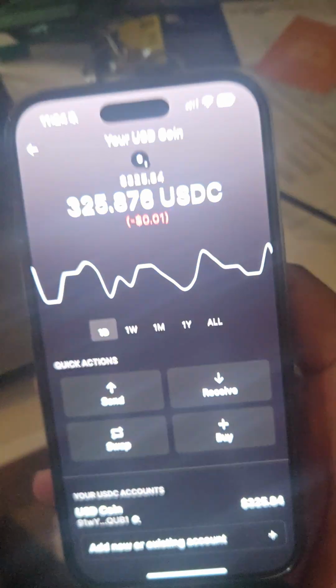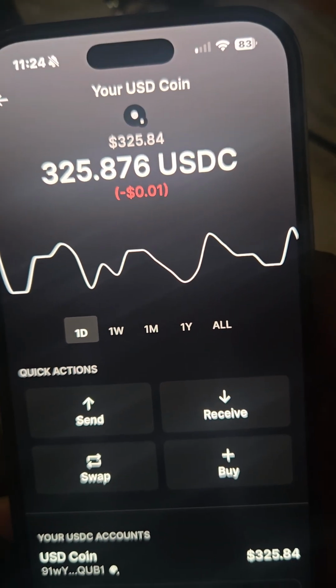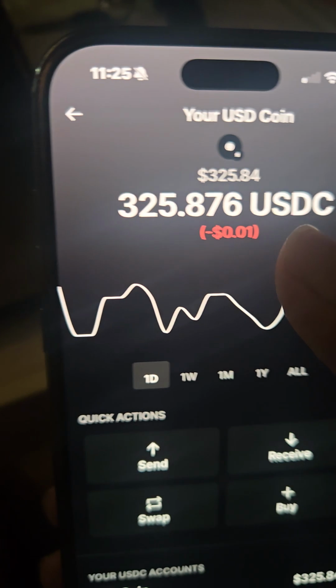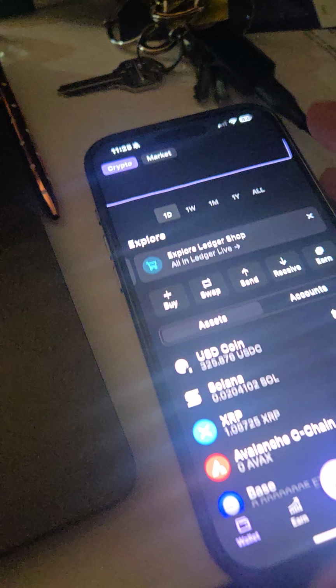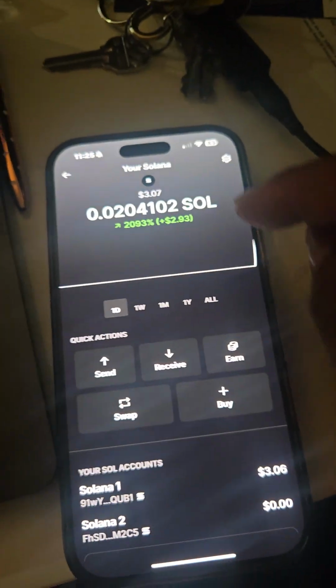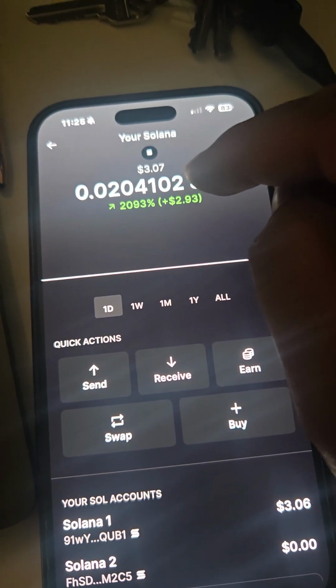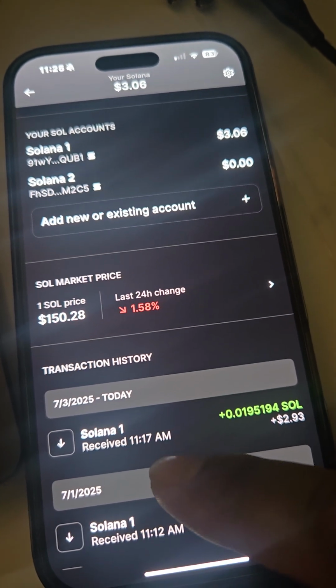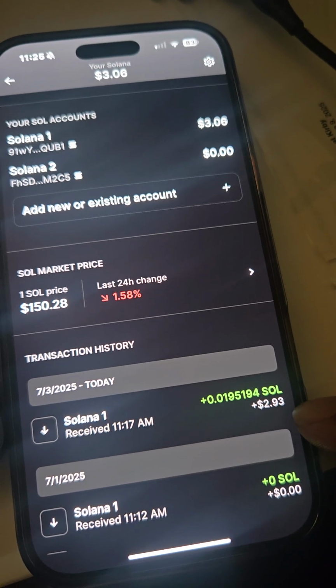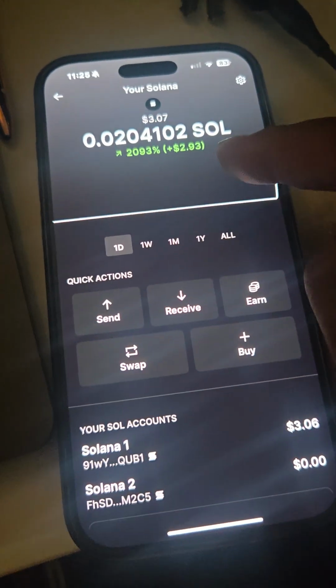Okay, and I'm gonna show y'all exactly what I'm talking about, because I want you to understand instead of just listening to me talk. So let me show y'all. Let me back up. Okay, so as you can see, there's $325 in United States dollar coin, USDC, okay? Now, if I go and show you the Solana, I just moved $3 worth of Solana here. See how this says today received 11:17 a.m.? There's the $2.93 that I moved into that account, okay?